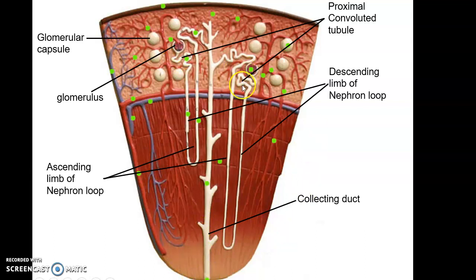So either nephron on either side has the same structures: glomerulus in the glomerular capsule, proximal convoluted tubule, descending limb, ascending limb of the nephron loop, and the distal convoluted tubule leading to the collecting duct.